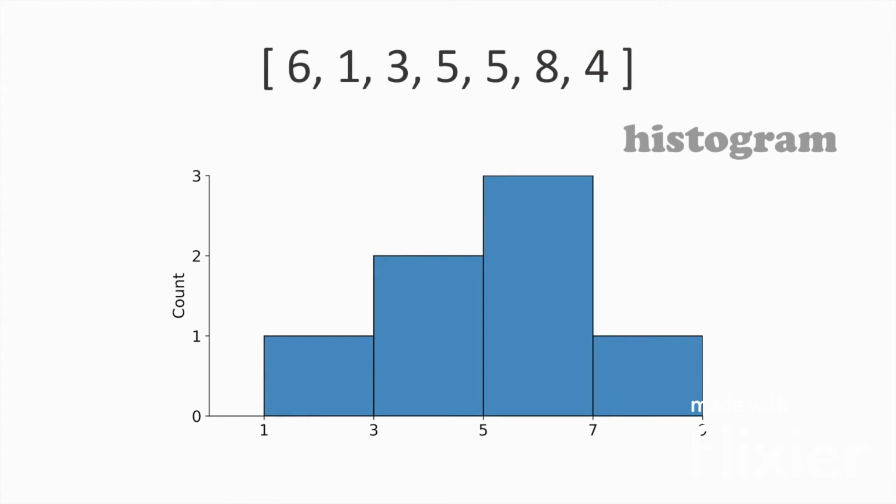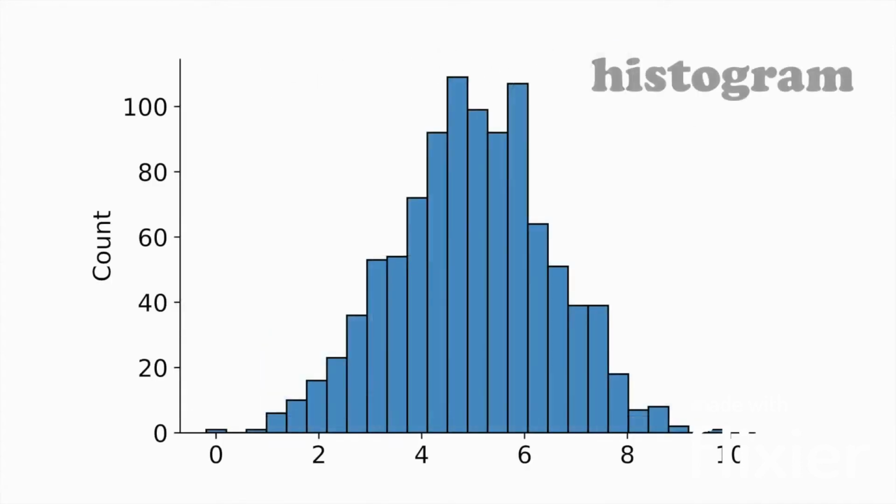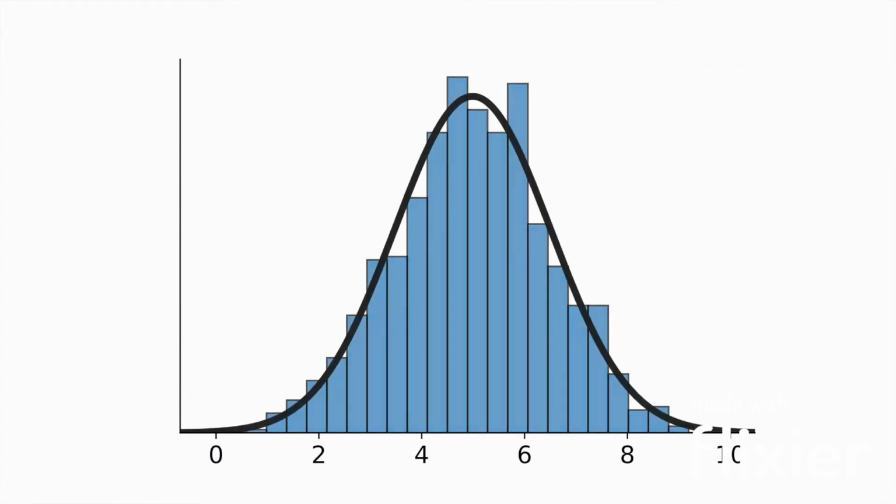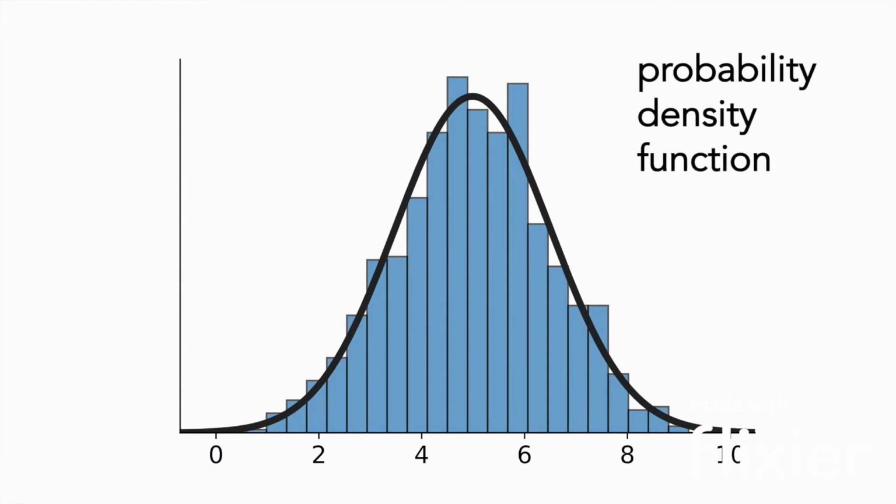But most of the time when you're creating histograms, you're going to have way more than 7 values. And the benefit of having a lot of data like this, we can start to get a sense of what the underlying distribution looks like for these data. In fact, this can even help us estimate the probability density function.